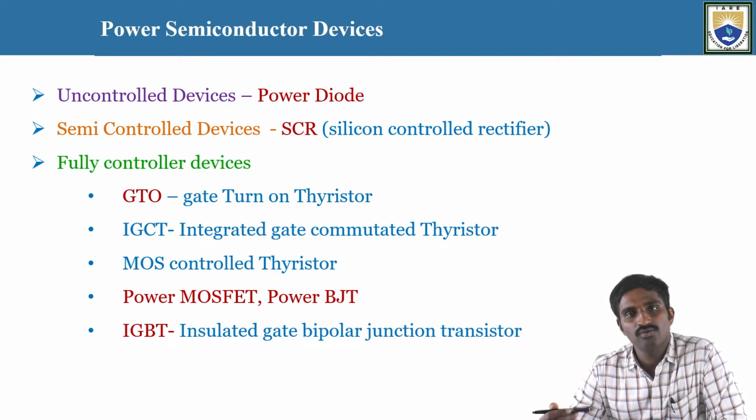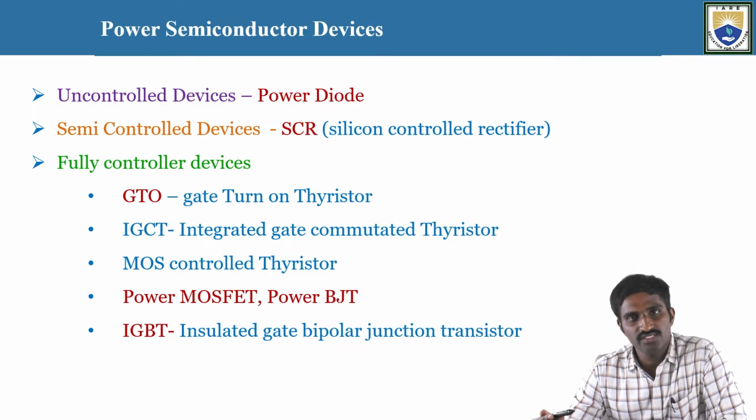Then when coming to the fully controlled devices, there are many of them: the GTO, which is the gate turn-off thyristor, then the IGCT, which is the integrated gate commutated thyristor, the MOS controlled thyristor, the power MOSFET, the power BJT, and also the IGBT, which is the most popular power semiconductor device nowadays. IGBT is the insulated gate bipolar transistor. In full control devices we can control the turn on as well as the turn off process. That's why these devices are called fully controlled devices.